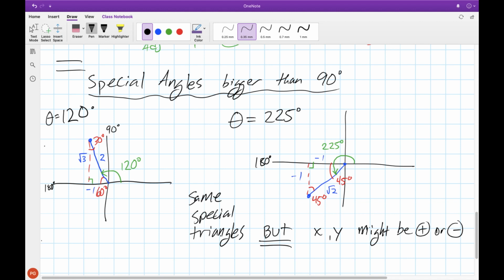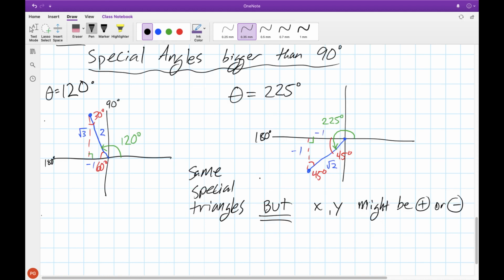So we can get these same special triangles, same special angles, except that our values for x and y might be positive or negative. Now remember, from last time we defined that r is always positive, but the signs of our sides could be positive or negative. What we see from both of these examples is it's not our original angle, but this angle right here, the angle between our terminal side and the x-axis, that's important. We have a special name for that angle: we call that the reference angle.